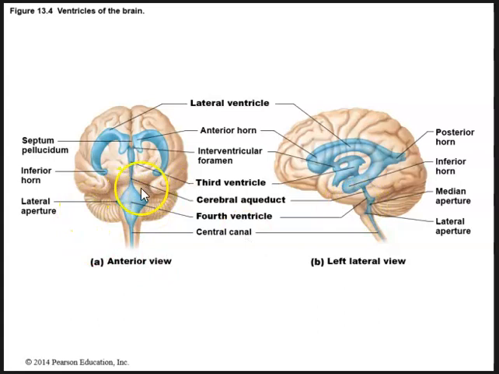And then the cerebrospinal fluid will either travel through the central canal within the spinal cord, or will go through the different apertures, the median aperture of Magendie or the lateral aperture of Luschka, going into the subarachnoid space within the meninges of the brain, adding more cushion and such.